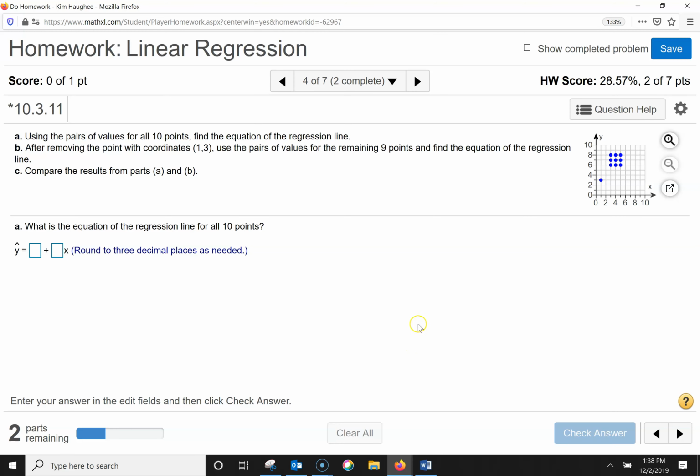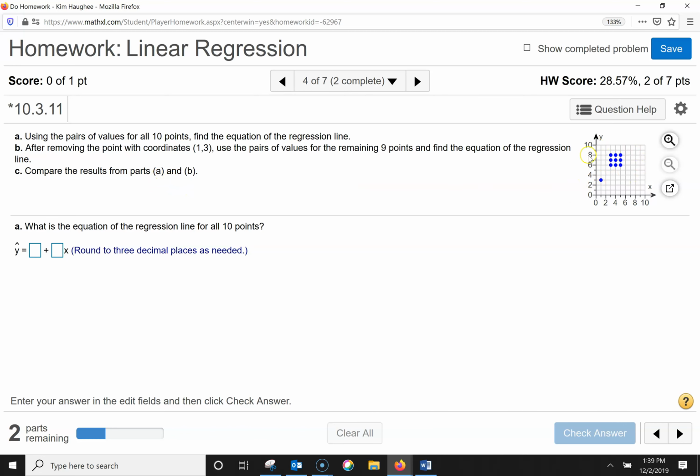Then this moves on to question 4. In question 4, it says using the pair of values for all 10 points, find the equation of the regression line. After removing the point with the coordinates 1, 3, which is in this bottom left-hand corner, use the pairs of values for the remaining 9 points and find the equation of the regression line. Compare the results from parts A and B.